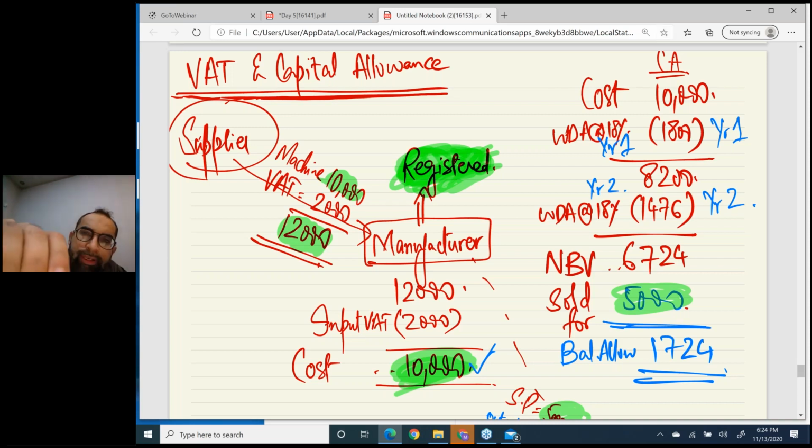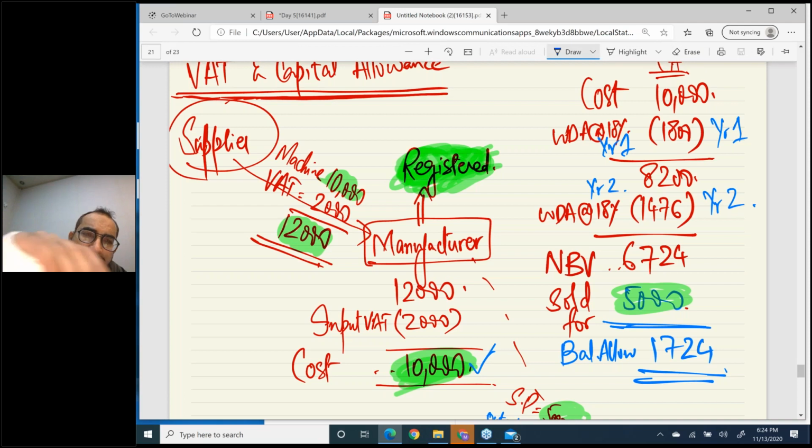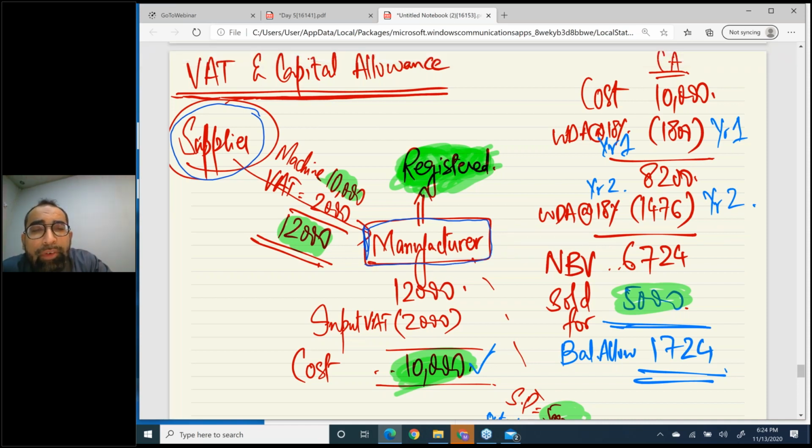This guy is the supplier and we are the manufacturer. We are solving for this manufacturer. I'm teaching you the topic of capital allowance for this manufacturer who just bought a machine from the supplier. The selling price of the machine is 10,000, but the supplier charged 20% VAT. So 10,000 plus 2,000, the total amount is 12,000.